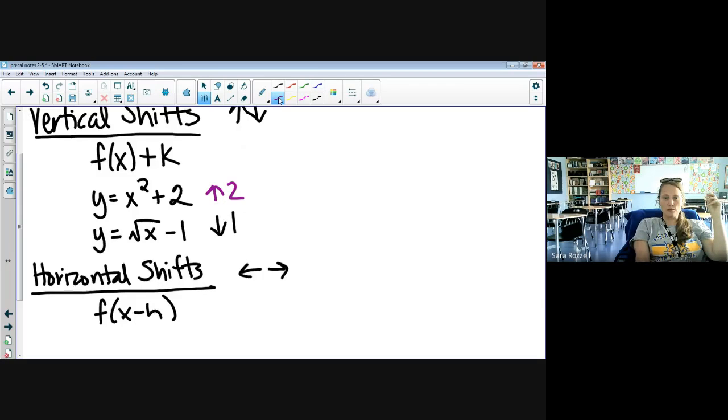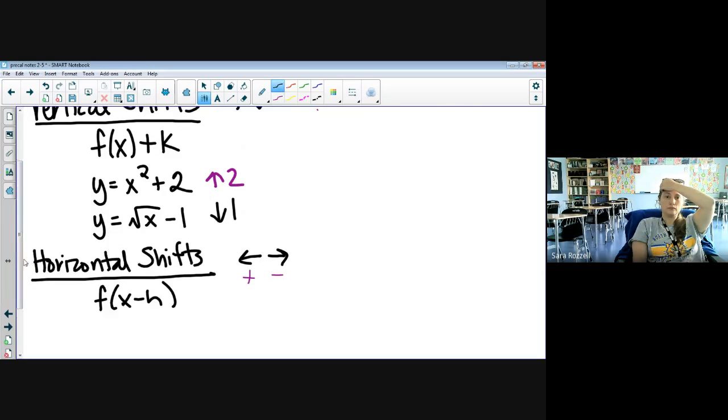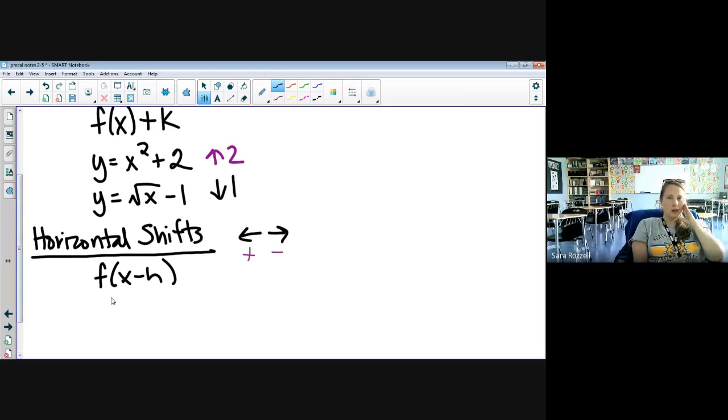And remember, these were the weird ones. What's the sign going to be if you're going to the left? It's a plus sign, right? And if you're going to the right, there's going to be a minus sign. Remember, that was always a little bit weird with those. So we'll look at 2 separate ones for this.